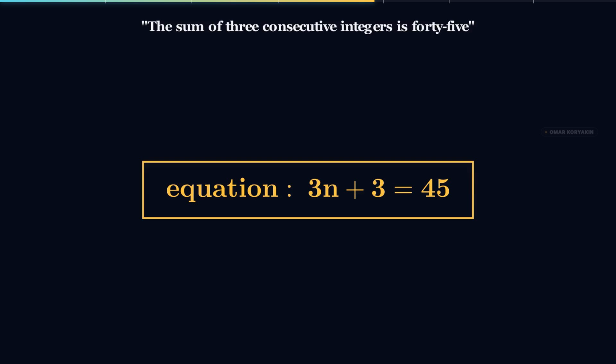Choosing the parameterization wisely and writing the like-term simplification cleanly are the two craft moves that separate confident word problem solvers from confused ones. As a bonus check, you could solve the equation: subtract 3 from both sides to get 3n equals 42, then divide by 3 to get n equals 14, so the three integers are 14, 15, and 16, which sum to 45 exactly.